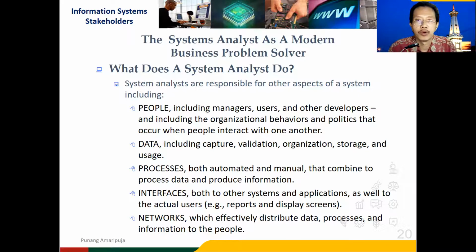So you would need to know what data you need to capture, what data you need to put into the system, what data you need to validate, check whether the data is correct or not. How do you organize the data? Where do you store it? How do you process it? And then how do you use the data? Now also here, more specifically on processes, which processes would be automatically done by the application, which would be done manually, which would be inside the application, which would be done outside of the application, and then combine it to produce the needed information.